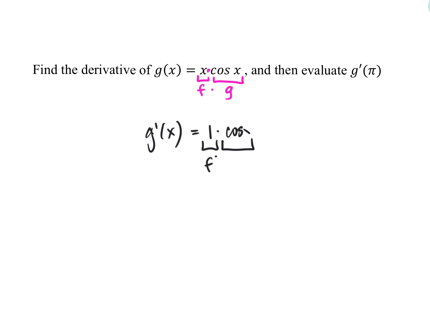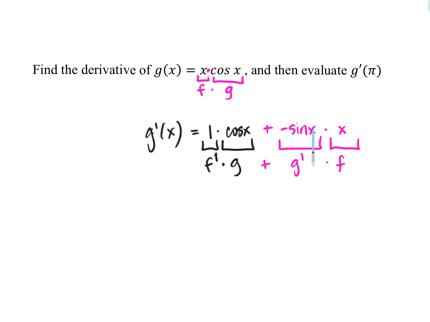So we can only take one derivative at a time, right? We just did f prime times g. Then we add the derivative of g, which is g prime. Now you're ready for it. What's the derivative of cosine? Negative sine times f, which was just x.